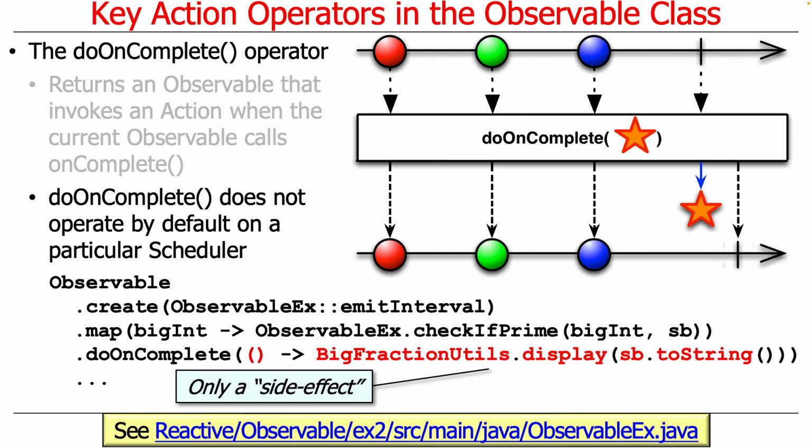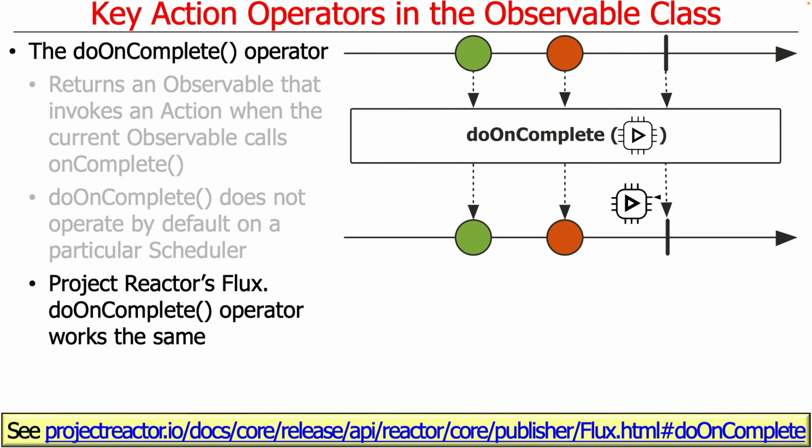Now, a somewhat obvious question to ask is, how does doOnComplete compare and contrast with doFinally? The main difference is that doOnComplete is only going to get called when the observable stream terminates successfully on completion. Whereas doFinally will be called no matter why things are being shut down or terminated, be it an error or a completion. Project Reactor has a doOnComplete operator that works in exactly the same sort of way. And interestingly enough, there's really nothing quite like these methods in Java streams.